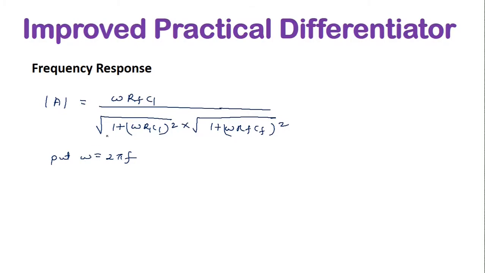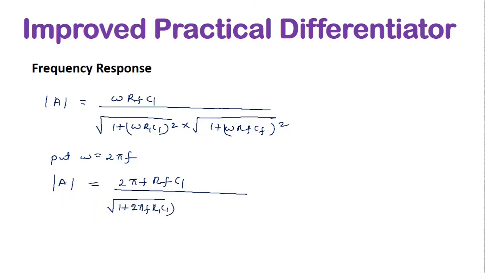Now we will put omega is equal to 2 pi f in this equation. Then magnitude of gain A will be equal to 2 pi f RF into C1 whole divided by under root 1 plus 2 pi f R1 C1 whole square into 1 plus 2 pi f RF CF whole square.